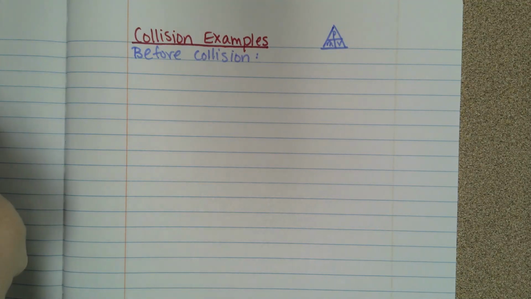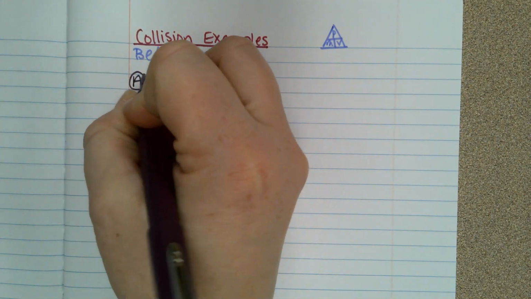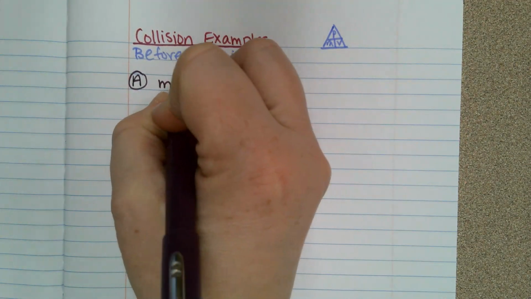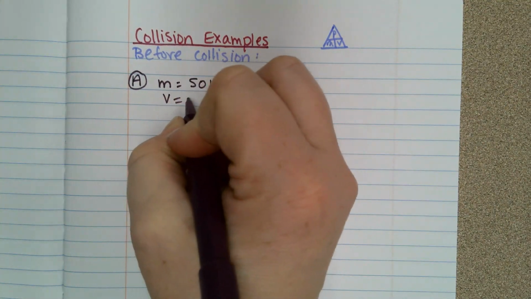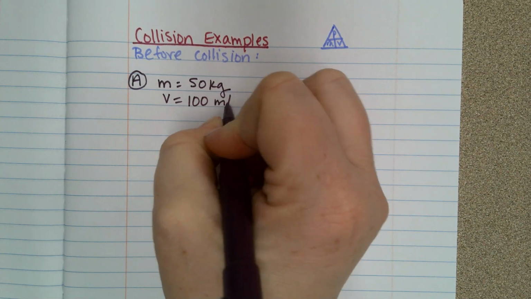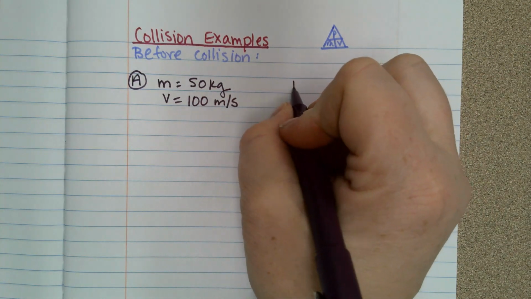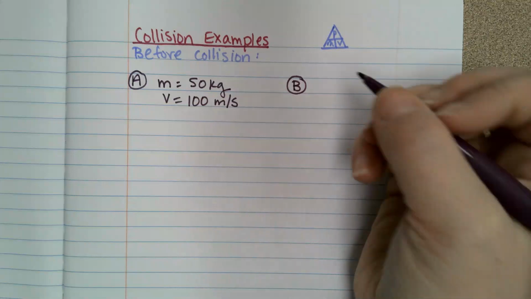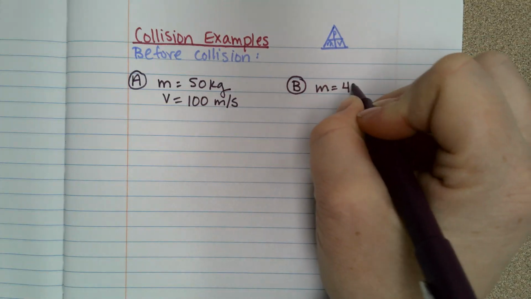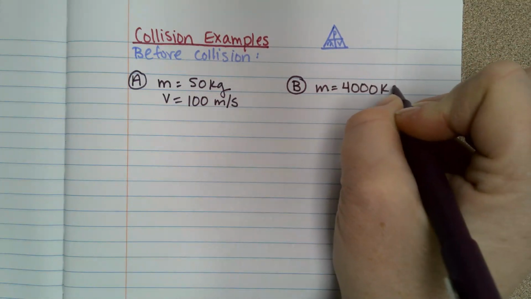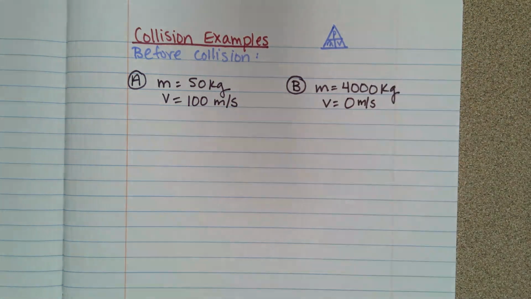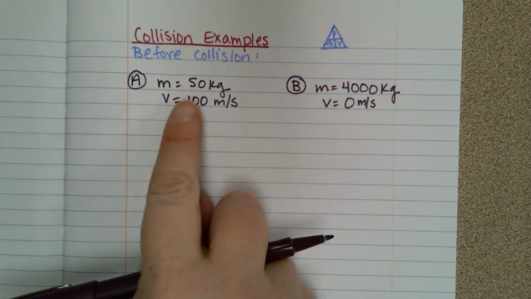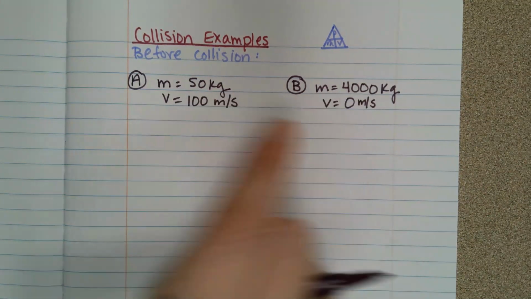So let's say we have two carts that are going to collide into each other. I have a cart A, and before that collision, cart A has a mass of 50 kilograms, and it is traveling with a velocity of 100 meters per second. It's going to crash into cart B, and cart B has a mass of 4,000 kilograms and a velocity of 0. So it is standing still. It is not moving.